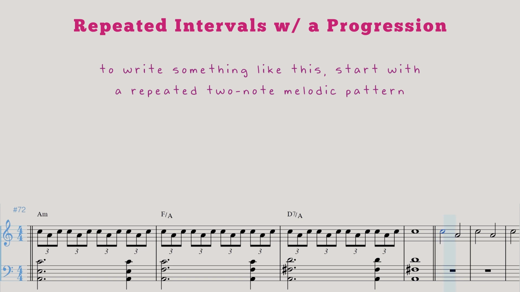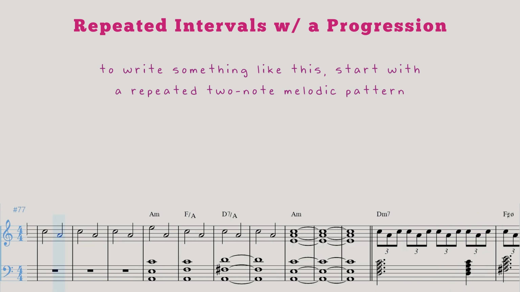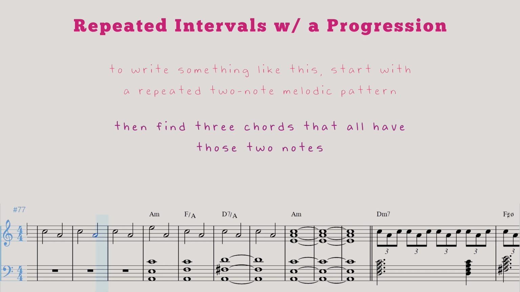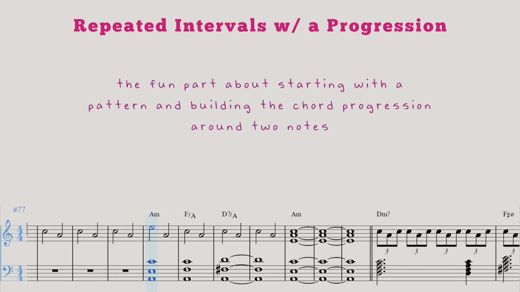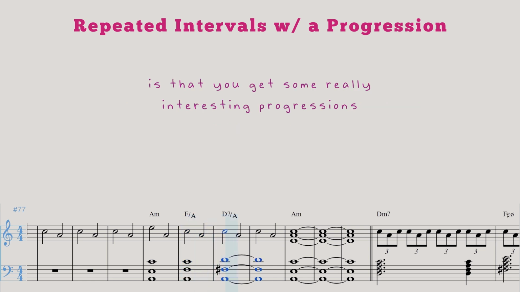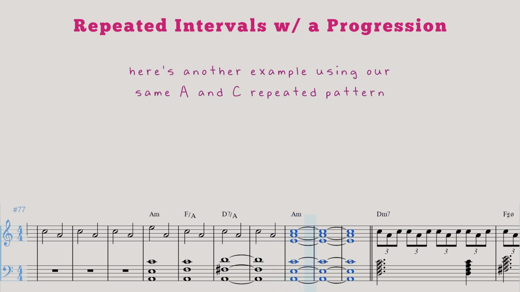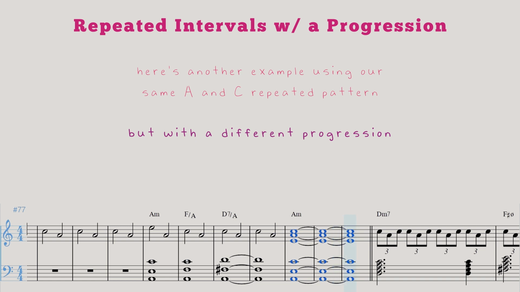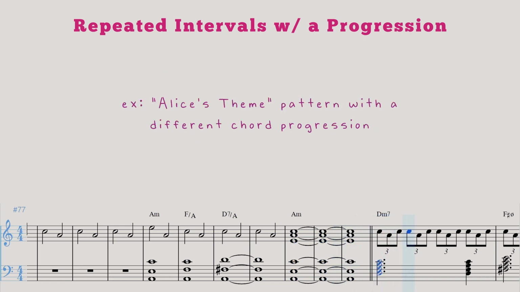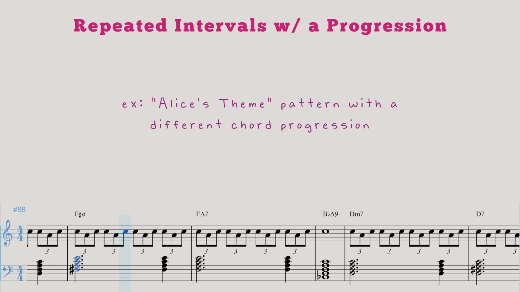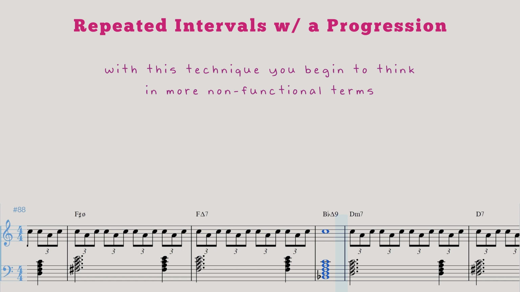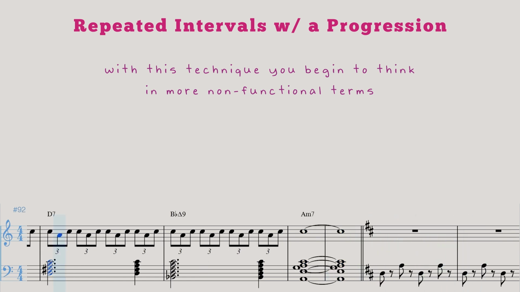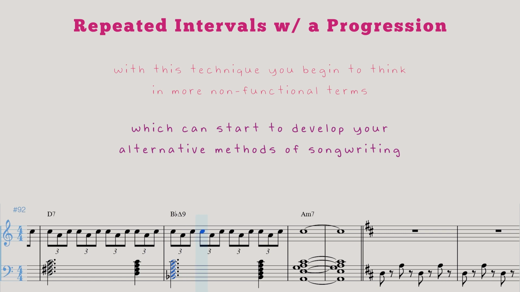To write something like this, start with a repeated two-note melodic pattern and then find three chords that all have those two notes. The fun part about starting with a pattern and building the chord progression around two notes is that you get some really interesting progressions. Here's another example using our same A and C repeated pattern, but with a different progression. With this technique, you begin to think in more non-functional terms, which can start to develop your alternative methods of songwriting.